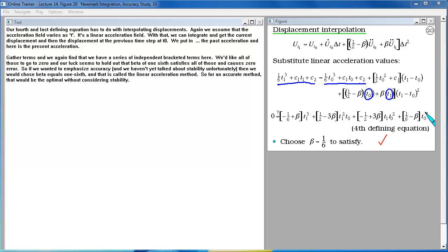Gather terms, and we again find that we have a series of independent bracketed terms here. We'd like all of those to go to 0, and our luck seems to hold out that beta of 1/6 satisfies all of those and causes 0 error. So if we wanted to emphasize accuracy, and we haven't yet talked about stability, unfortunately, then we would choose beta equals 1/6, and that is called the linear acceleration method. So for an accurate method, that would be the optimum, without considering stability.